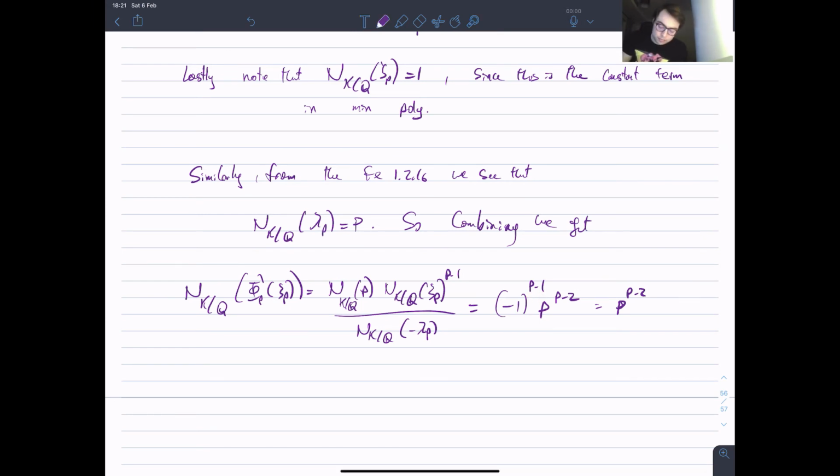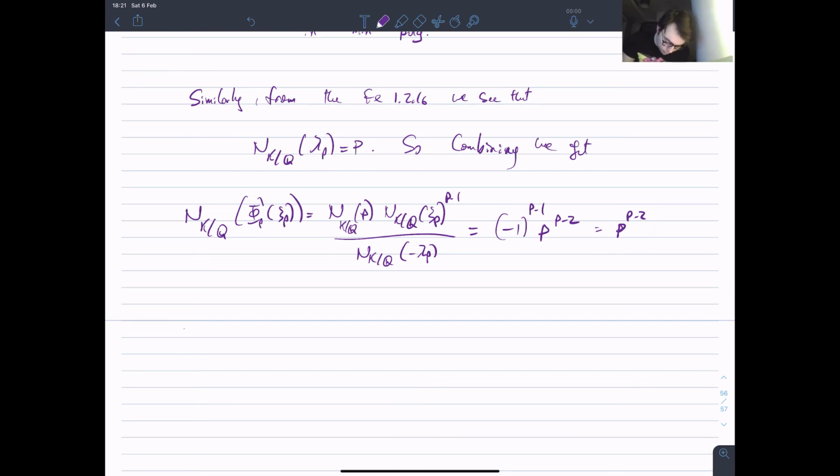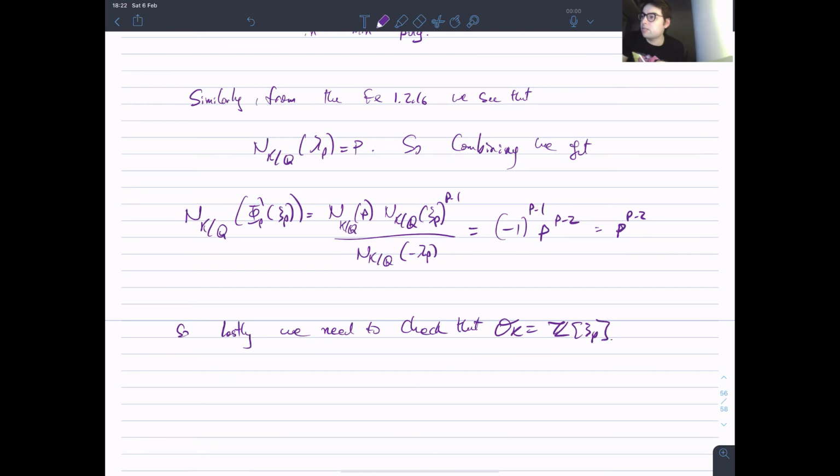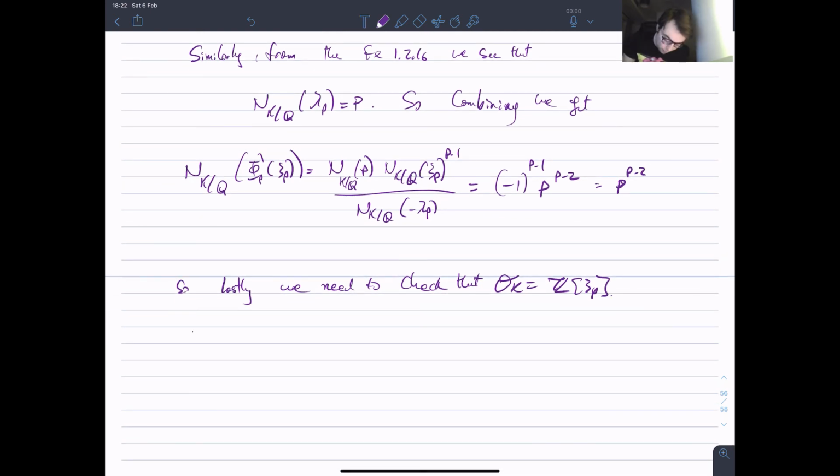So okay, we know what the discriminant is. The last thing we need to do: lastly, we need to check what the ring of integers is. I'm going to check that this is Z[zeta p]. From this calculation we just did, we know the only prime which divides the discriminant more than once is p. So from above, we know that the only prime dividing the discriminant is p.